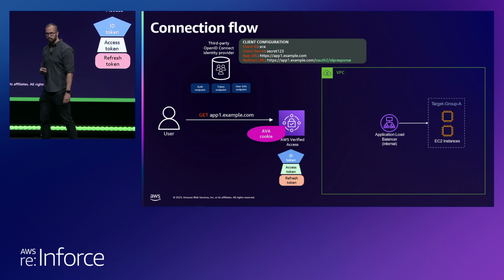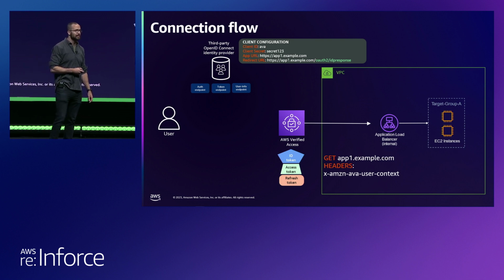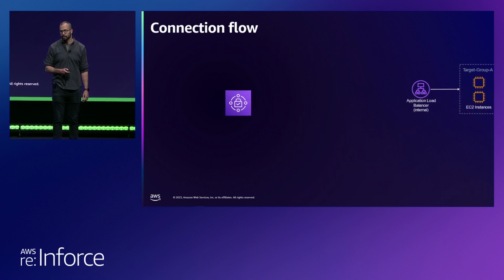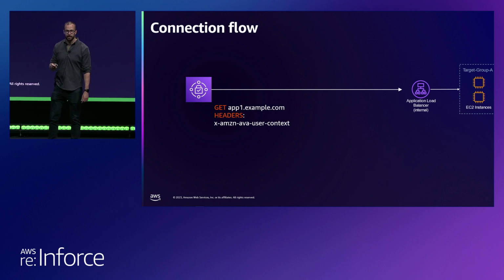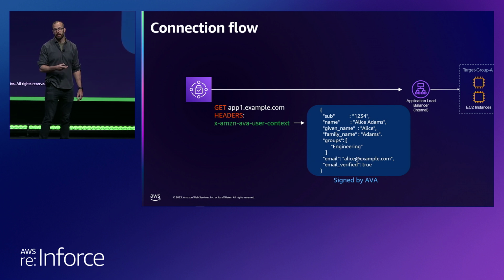So the user connects, provides the cookie, and at this point, AVA can forward the traffic to the backend, and it also includes one additional header to the backend application. Let's have a look at what's in that header. The additional header is AVA user context, and all AVA is doing is effectively copying the information from the user info endpoint, but this time it's being signed by AVA, not signed by the identity provider. You can decide to do something with it and use it for additional authorization, but AVA is already giving you a way to authorize your users, so you may not need that additional header at all.